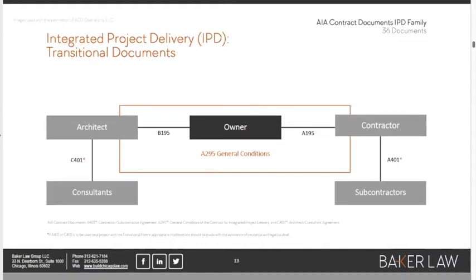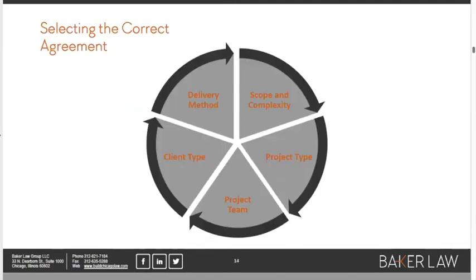I'm not going to get too much into integrated project delivery, but there's a bunch of other delivery methods that are really advanced and that I don't think that many of us are likely to work on in our careers. I'll just point out that there also is an A295 general conditions. And so we won't look at any more graphs like that again.